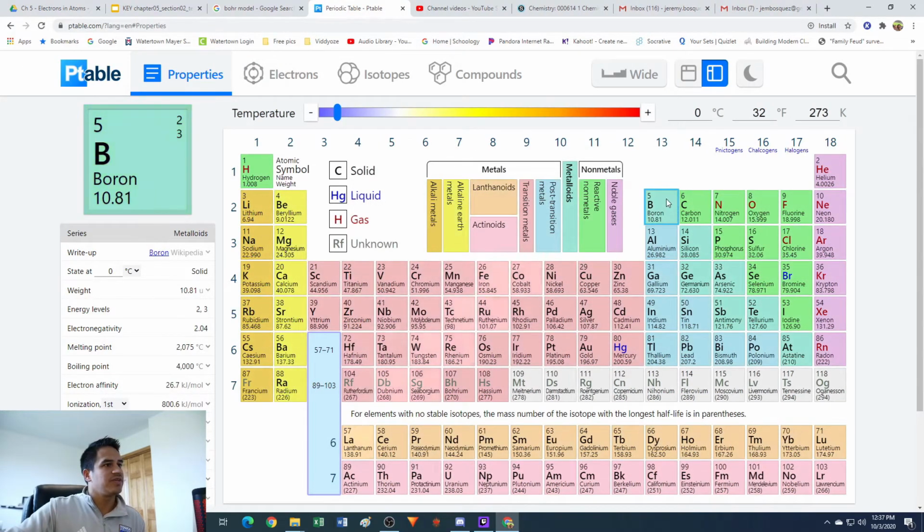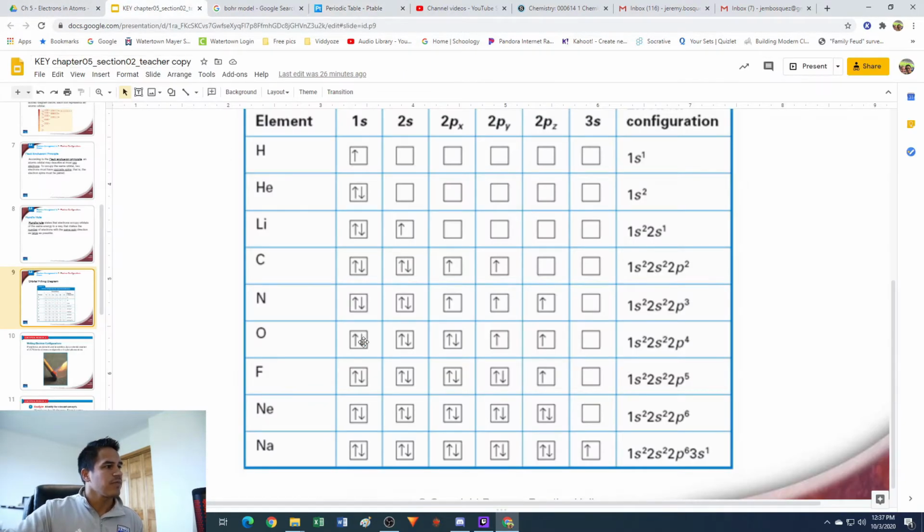So oxygen is element 8 right here. So it has 8 electrons. It has 8 protons, but it also has 8 electrons. And if we look at the number of arrows here, we see 1, 2, 3, 4, 5, 6, 7, 8.